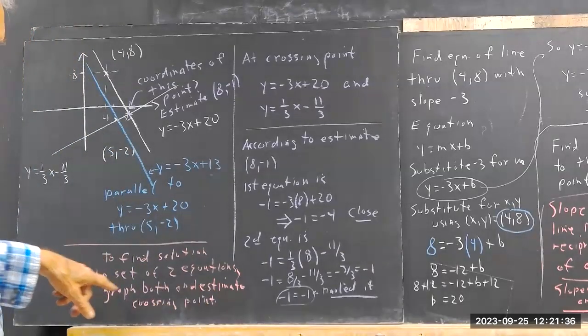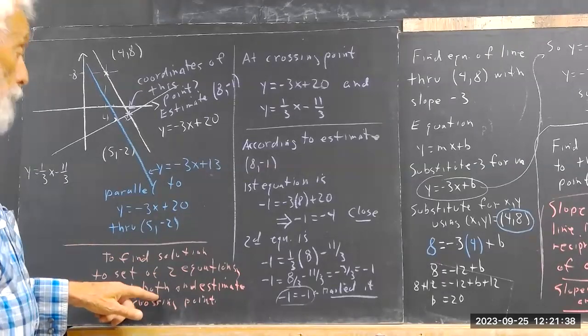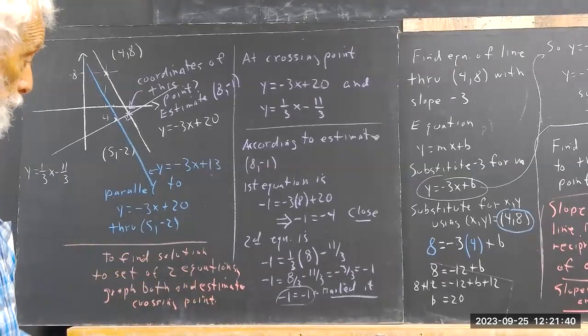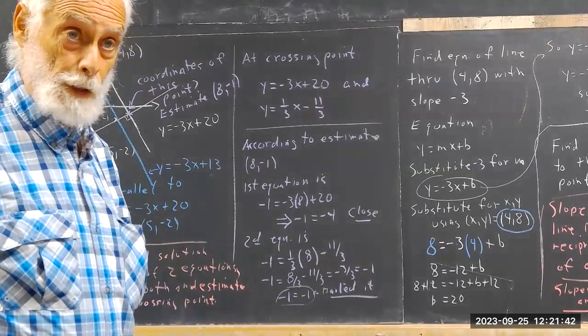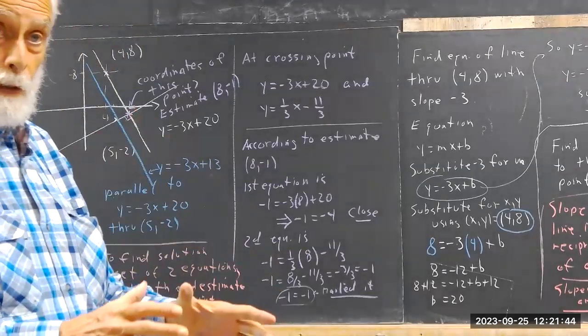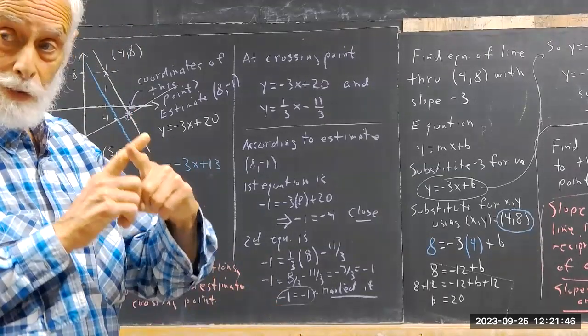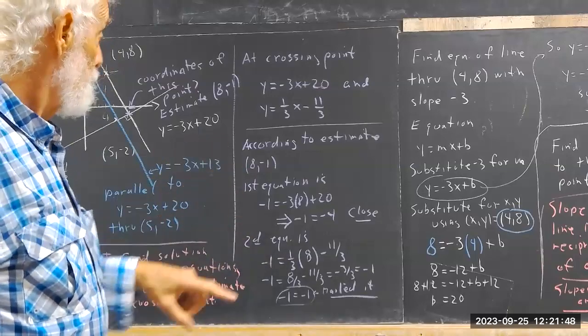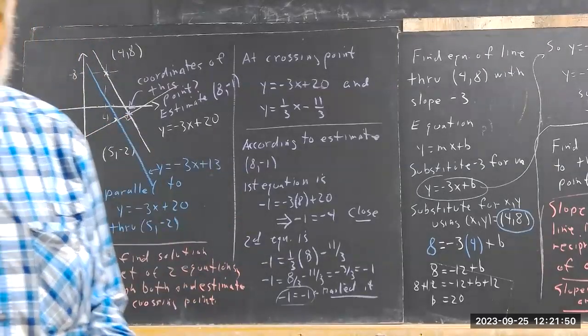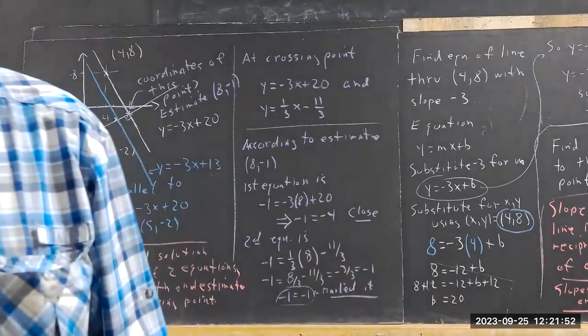To find a solution to a set of two equations, graph both equations and estimate the crossing point of the graph. So if you can graph the equations and see where they cross, you've got it. And then check, see how close you are.